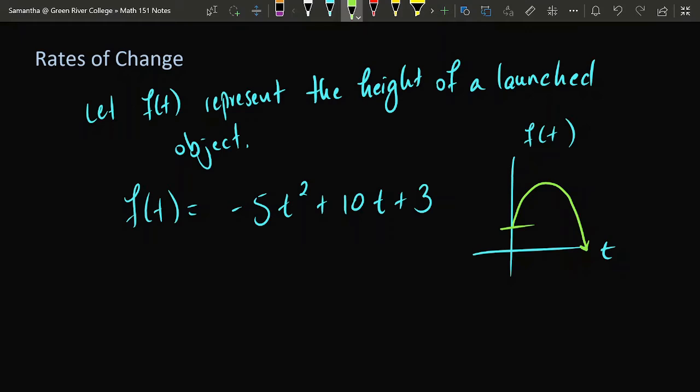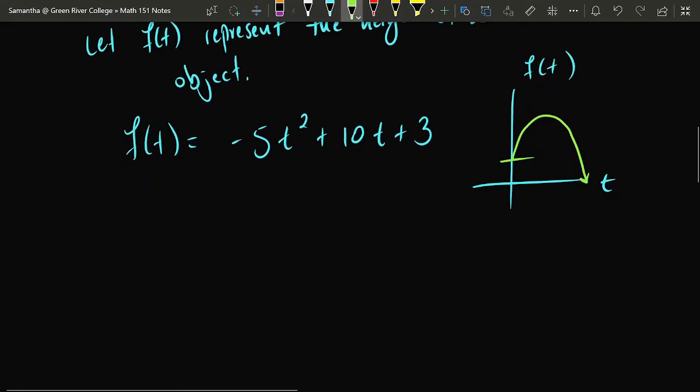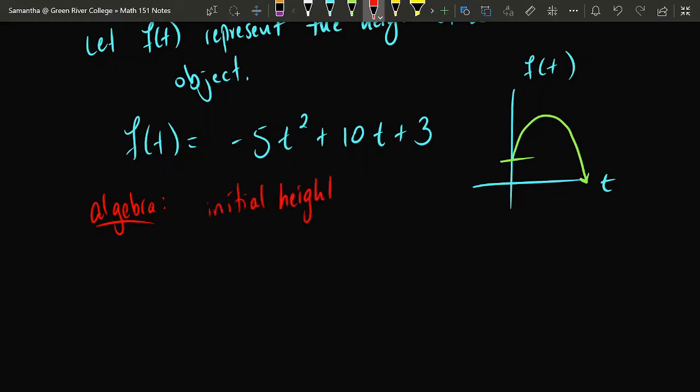Now, using the techniques of algebra, you could answer all kinds of questions about this launched object. You could say things like, what was the initial height? You could figure out at what time the object fell to the ground. Using algebra, you can even figure out the object's maximum height, which corresponds to the vertex of this parabola.